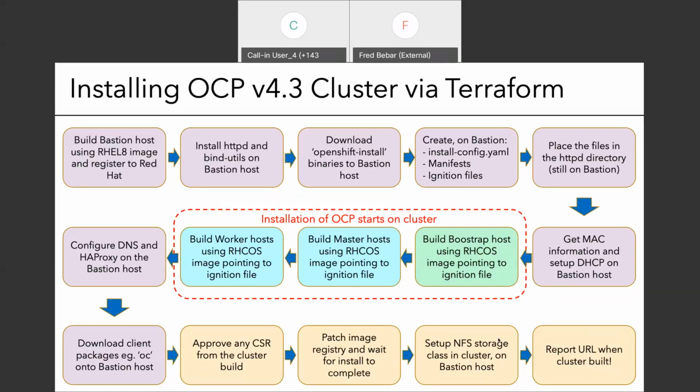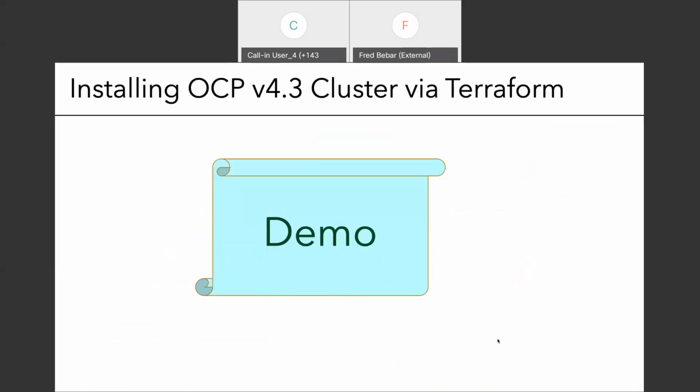It then configures DNS and HA proxy on the Bastion node, downloads the client packages, does a bit of approval around the cluster, patches image registry, sets up a bit of NFS for us if we want it to, and reports the URL back to us during the build. So without further ado, let's run that demo.